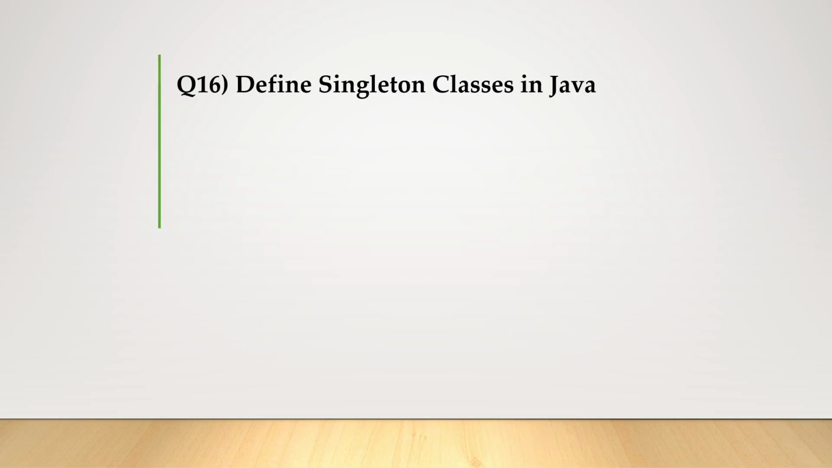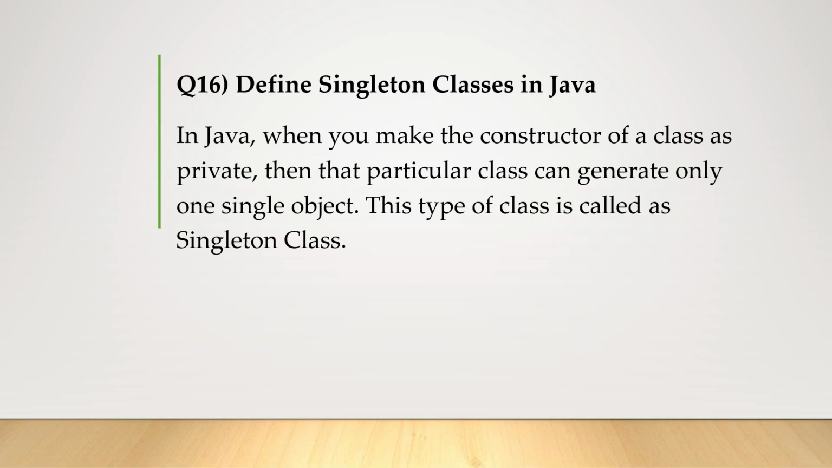Next question is define singleton classes in Java. In Java, if you make the constructor of a class private, then that particular class can generate only one single object. This type of class is called a singleton class. So what is a singleton class? When you make the constructor of the class private, then that particular class can generate only one object.